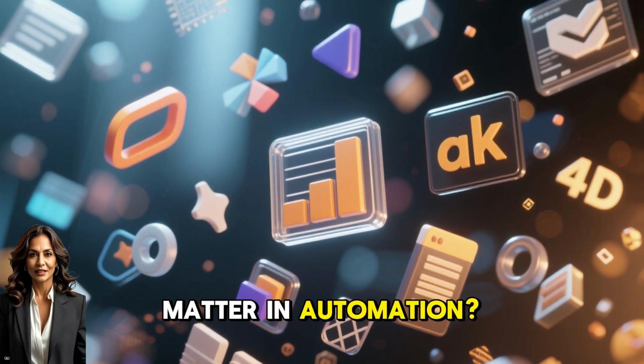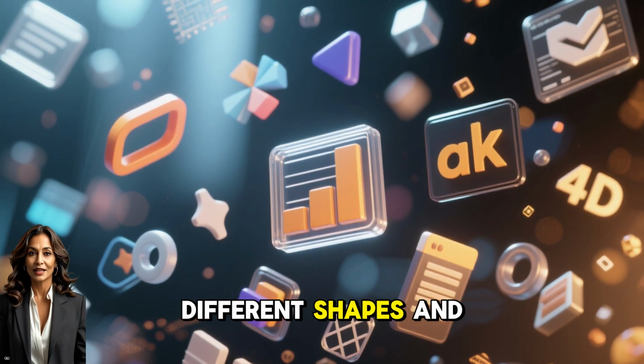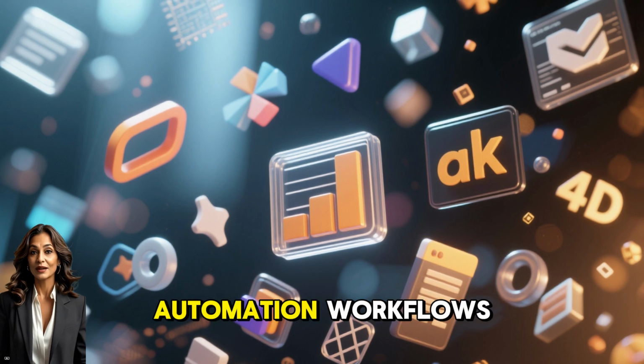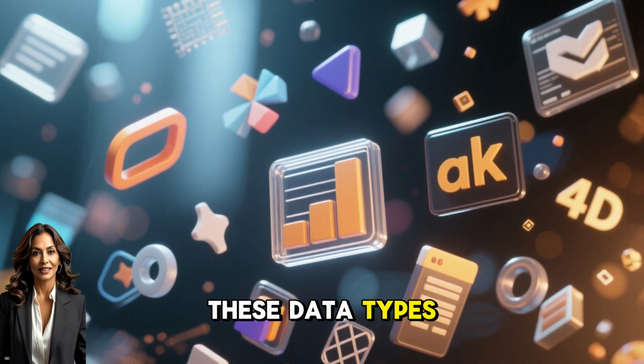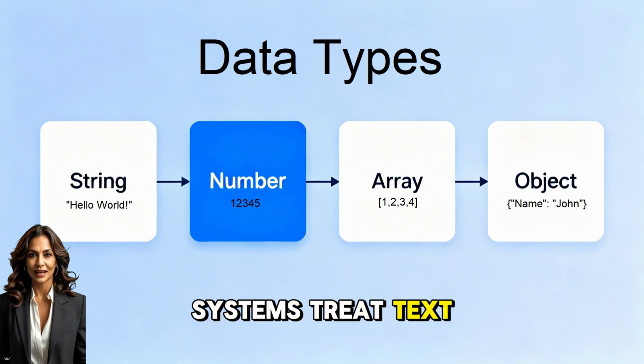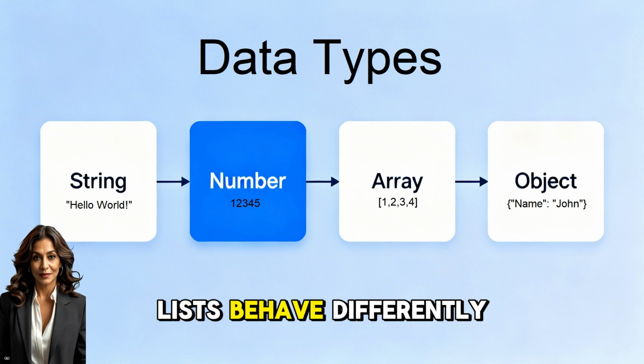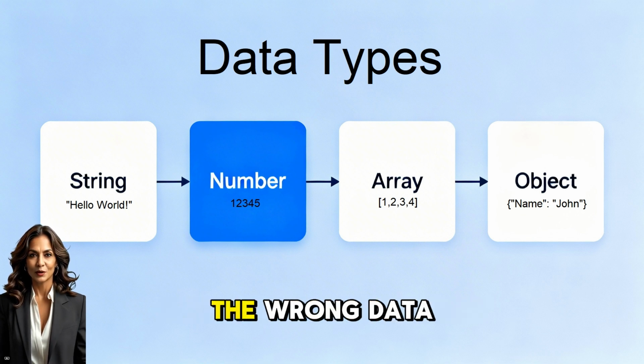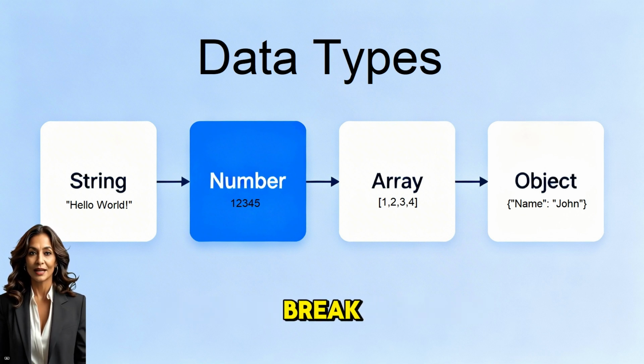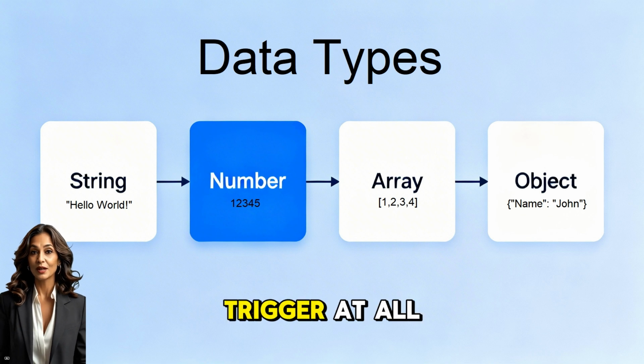Why data types matter in automation? Data comes in different shapes and sizes. When you build automation workflows, understanding these data types is critical. Systems treat text differently from numbers. Lists behave differently from single values. If you use the wrong data type, your workflow may break, calculate incorrectly, or fail to trigger at all.